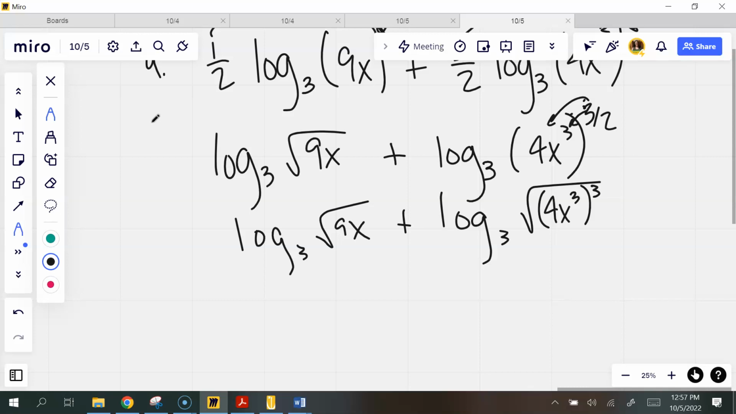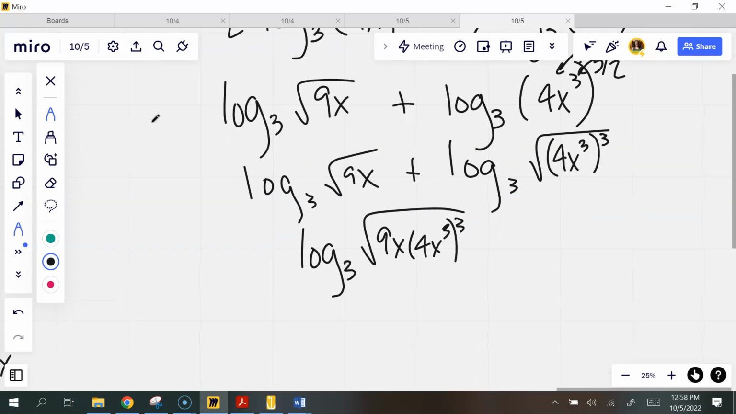Because adding means to be what? Multiply. So I got log base 3 of, and since they're both under the same radical, they're both square roots, I can put them under the same one. 4x cubed. And this one's kind of easy to clean up. 4 to the third is 64.